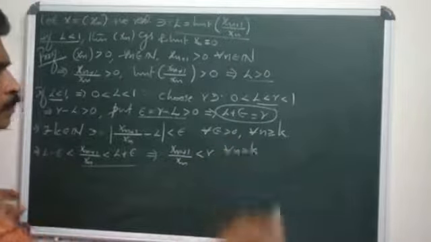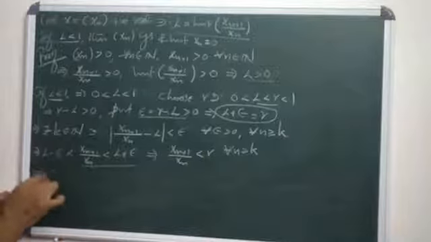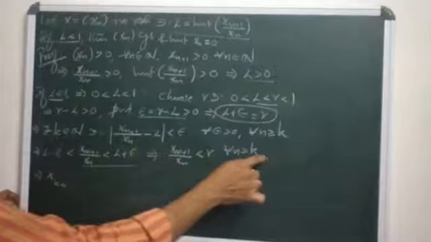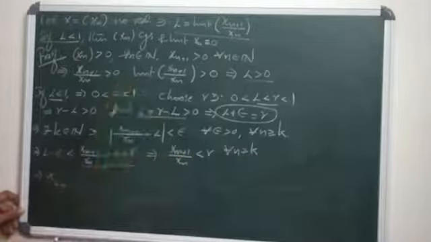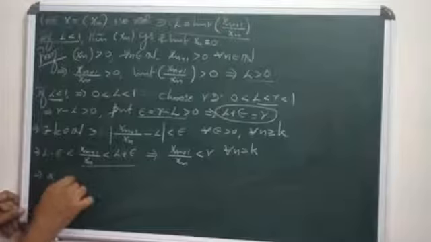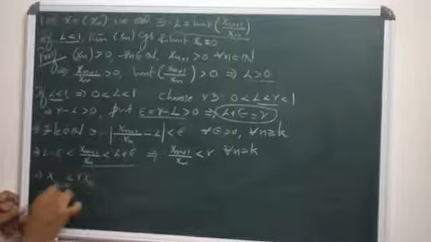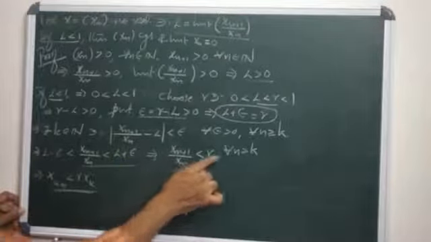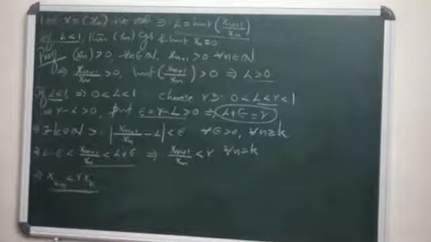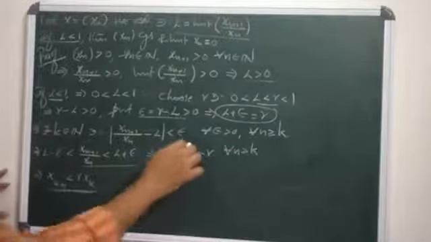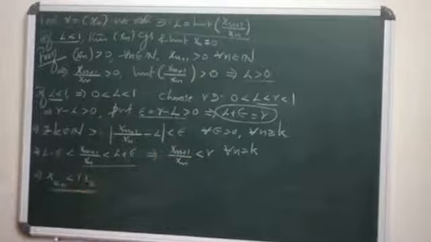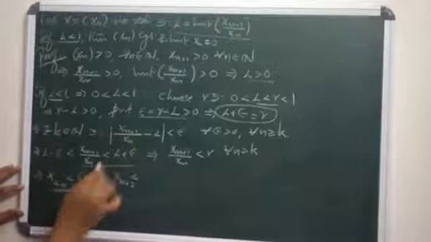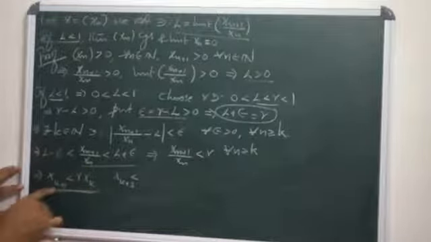Since it is true for every n greater than or equal to k, you can replace this n by k itself. So xk plus 1 is strictly less than r into xk. That is true for every n greater than or equal to k, so xk plus 1 is strictly less than r into xk. So what about xk plus 2? You can replace k by k plus 1.